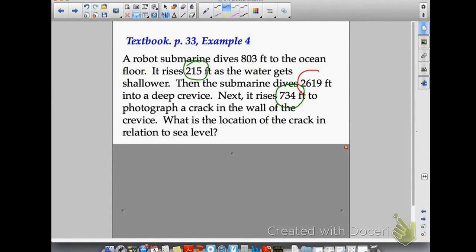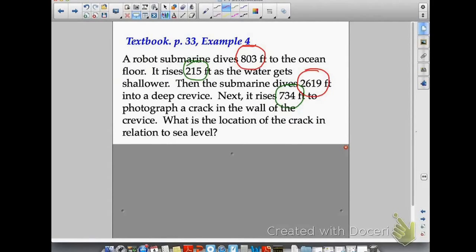2,619 is negative, sorry, negative. And 803 is also negative. Okay. Lulu, what do you think I should do here? You should add the positives and negatives.